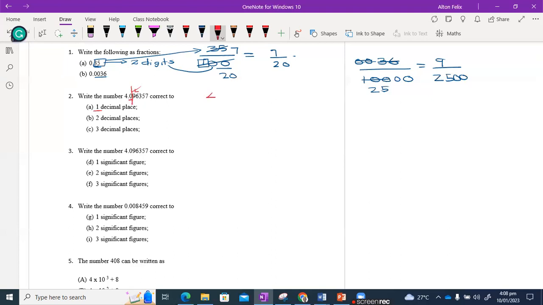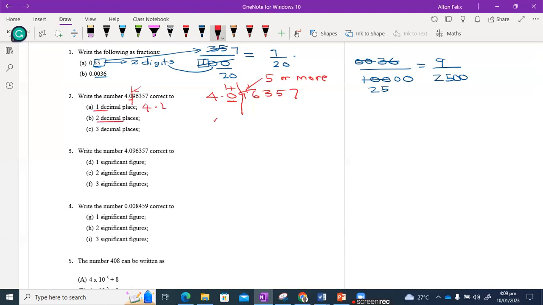So let's do that again. The number is 4.096357. You ask to write it to 1 decimal place. You count 1 digit after the point and you put a line, and then you look at the next digit that follows, and if it is 5 or more, you will add 1 to this. So therefore your answer to 1 decimal place becomes 4.1.